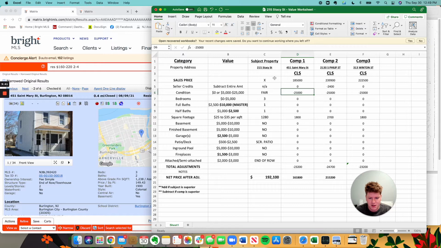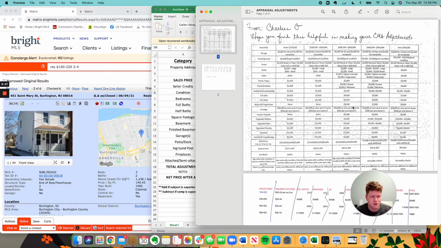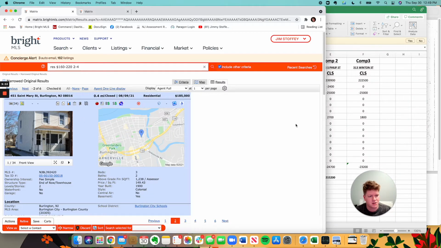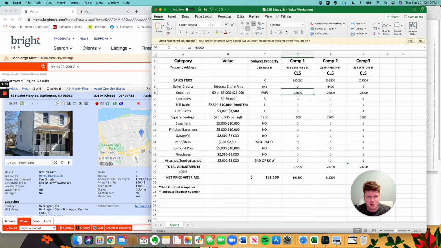So what we need to do is decide how much we are going to use for condition. I actually like to use that cheat sheet. Just bear with me here, hopefully this will make sense. We're trying to figure out how much value we're putting in the condition for this house, which is better. We need to add if the subject is superior and subtract if the comp is superior. Since the comparable sale, the comp, is superior in condition to 215 Stacy Street, we need to subtract a value for the condition. So we're going to jump over here.